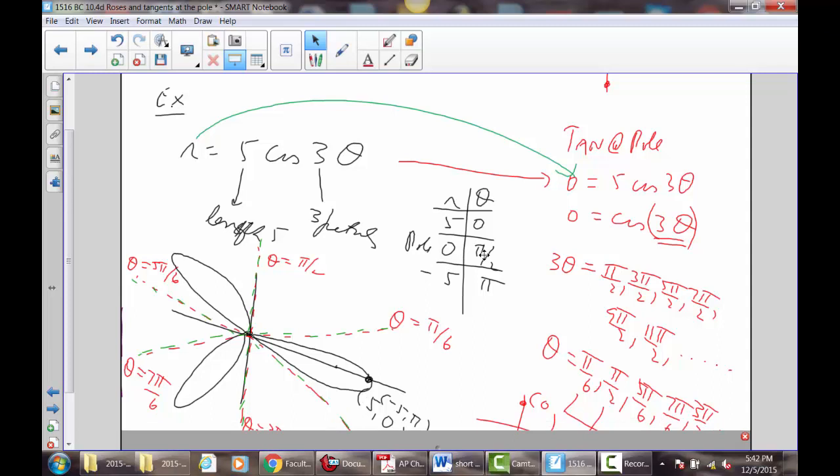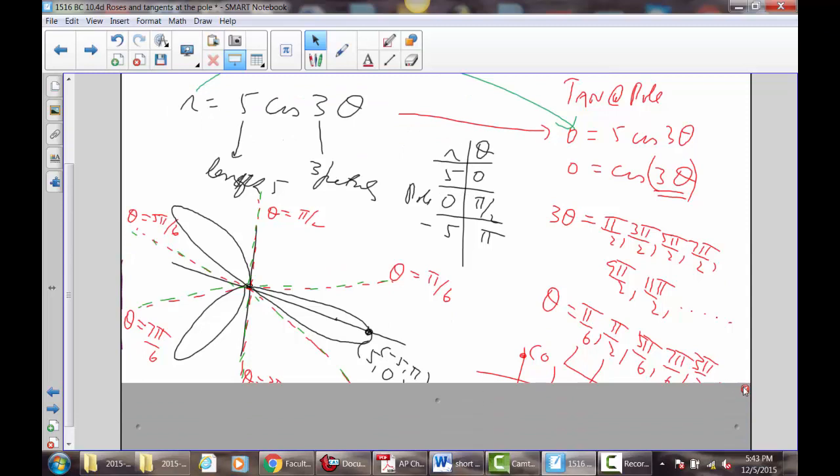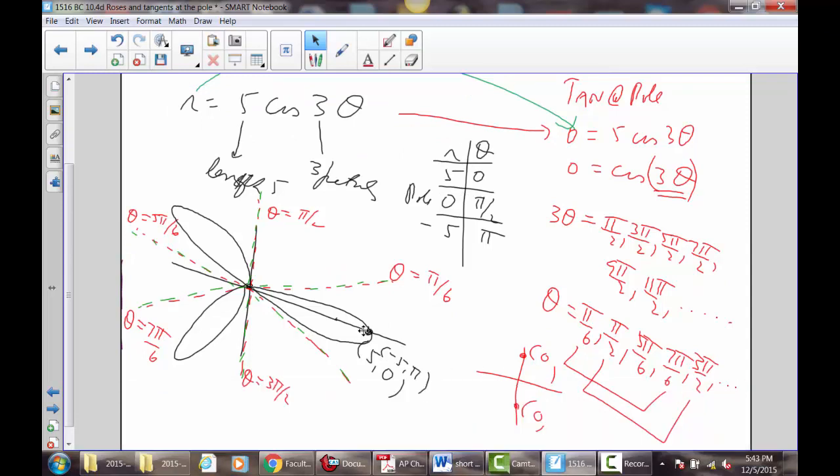By the time you replace theta by pi over 2, 3 pi over 2, you'll get 0. 5 times 0 is 0. That's the pole. If you were to replace theta by pi, the cosine of 3 pi is negative 1, and you get negative 5, pi, which, by the way, is the same point you started out with. You really need just the first endpoint of the first petal, because then you know that you have 3 petals.